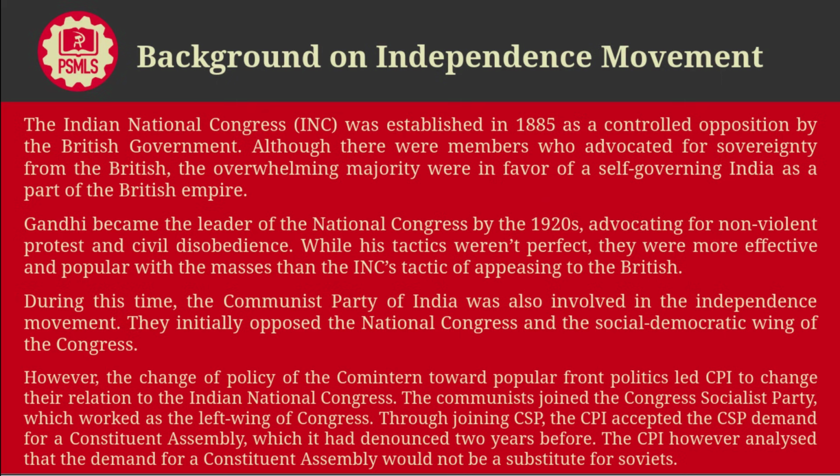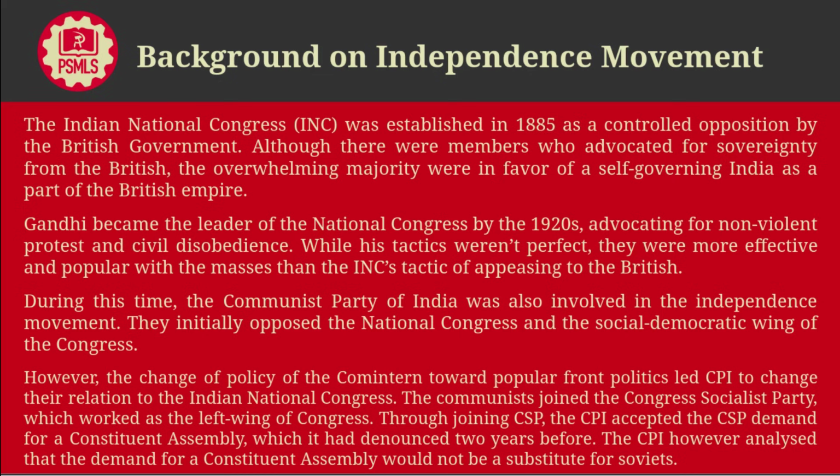Gandhi became the leader of the National Congress by the 1920s, advocating for nonviolent protest and civil disobedience. While his tactics weren't perfect, they were more effective and popular with the masses than the INC's tactic of appeasing the British. During this time, the Communist Party of India was also involved in the independence movement.